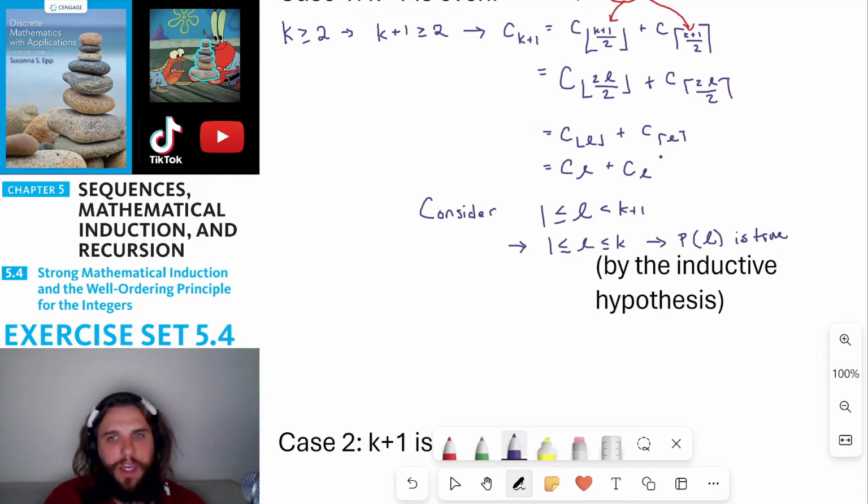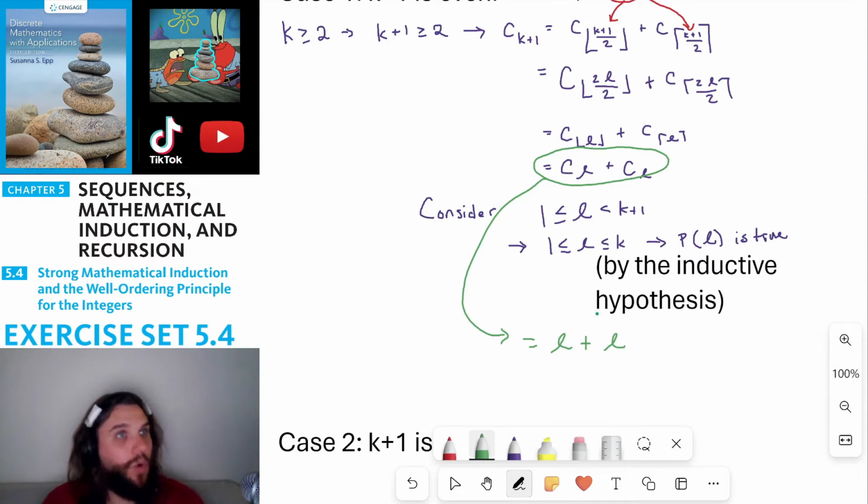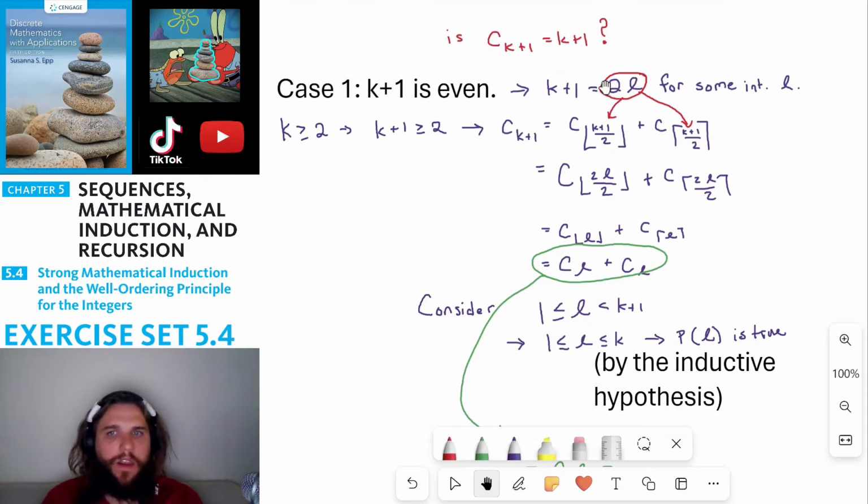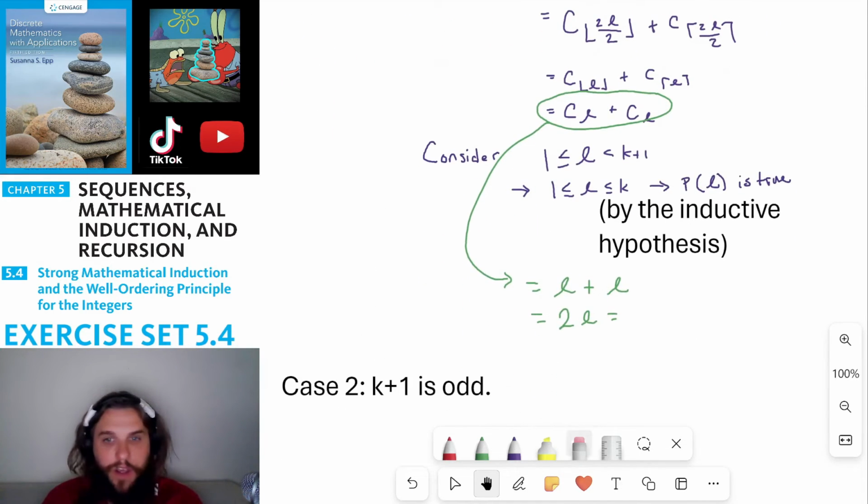So what does this mean? That means that we can rewrite this C sub L plus C sub L as just L plus L, since C sub L equals L by the inductive hypothesis. And this is equal to 2L. Now we know from earlier that 2L equals K plus 1. So this equals K plus 1.